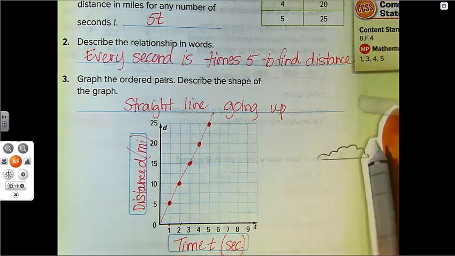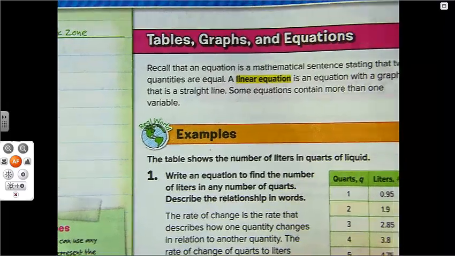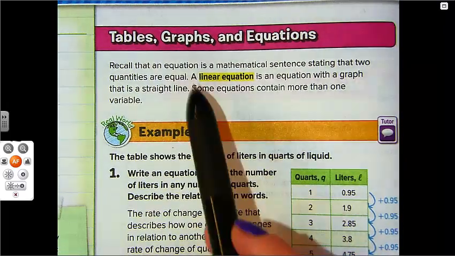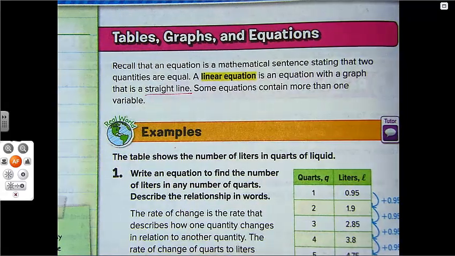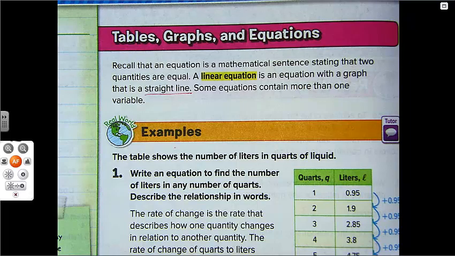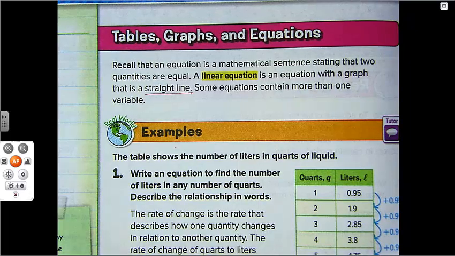Okay? Now let's flip over and talk about what that means. Well, up here it tells you that a linear equation, anything that's linear, forms a straight line. So if you have a straight line graph, it is a linear equation. Linear means straight line. Okay?